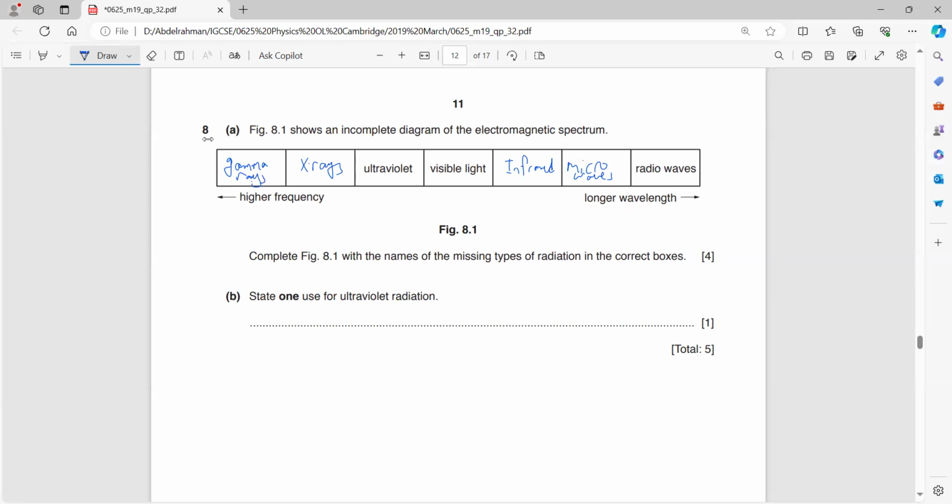One use for ultraviolet radiation: tanning beds. Another: detecting fake banknotes.